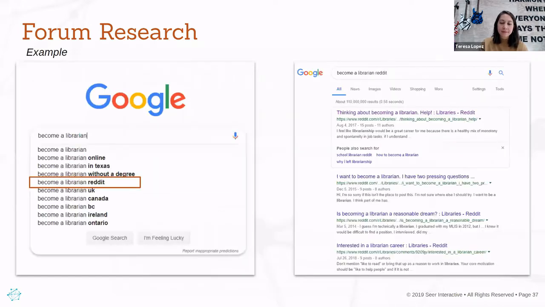So if you want to go to the next slide here. And all I did was search become a librarian in Google, and I saw, oh, Reddit is one of the top suggested searches. And just by searching that, I found a bunch of other threads that were referring to someone becoming a librarian and a lot of comments and insights into what their major concerns were.